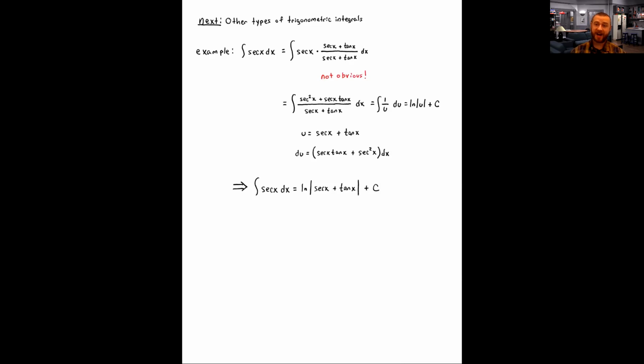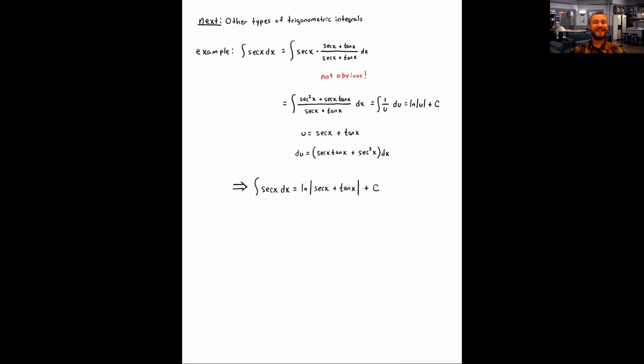So after a non-obvious trick, and then maybe a non-obvious substitution, we get a remarkably simple antiderivative in terms of u, the integral of 1 over u du. That integrates to natural log of u, and we back substitute our u, and we get the antiderivative, natural log of secant x plus tangent x.